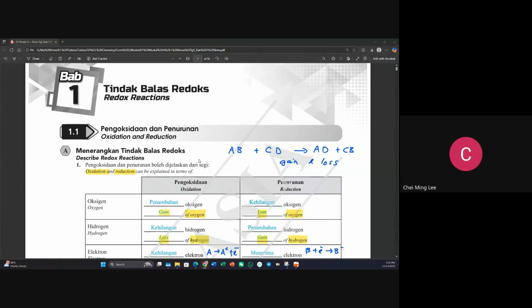See chapter 1, okay, for Form 5, which is a redox reaction. So in redox, there are two processes involved. The first one is oxidation. Oxidation is actually a gain of oxygen or loss of hydrogen. According to this, but normally oxidation is the loss of electron.